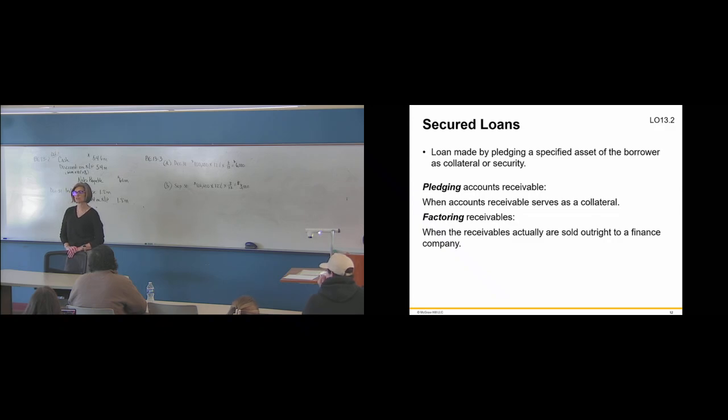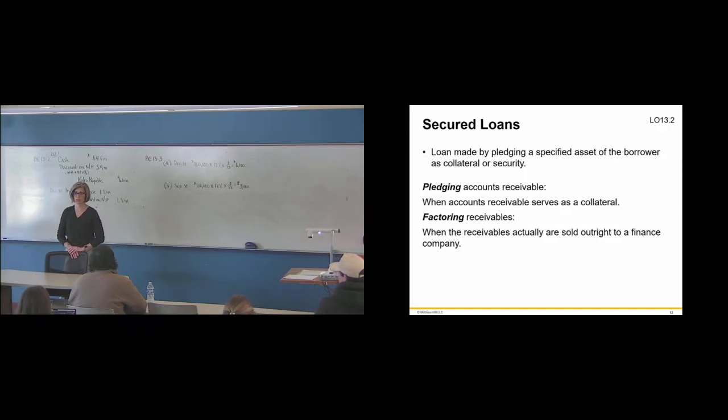Pledging accounts receivable. There are circumstances where, if you don't have some particular asset to put up as collateral, the bank will accept you pledging certain accounts receivable as collateral. So in any event, when the accounts receivable customer pays you, you literally use the cash from that customer to pay your debt.